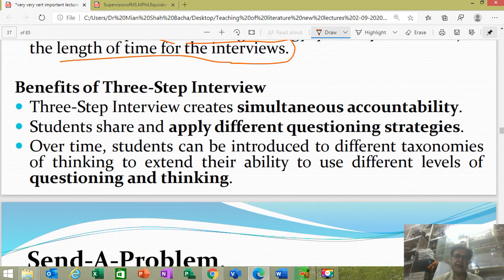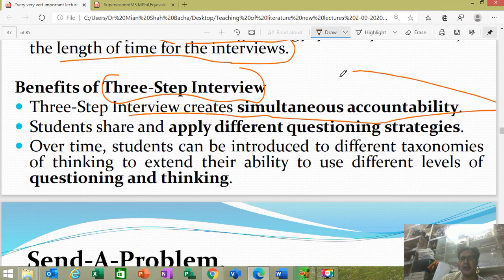There should be some benefits of this three-step interview. The three-step interview creates simultaneous accountability. Simultaneous means happening at the same time, all right, so everybody is responsible at that time. Students share and apply different questioning strategies. And over time, students can be introduced to different taxonomies of thinking to extend their ability to use different levels of questioning and thinking.